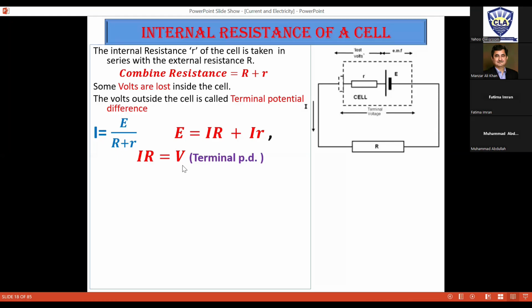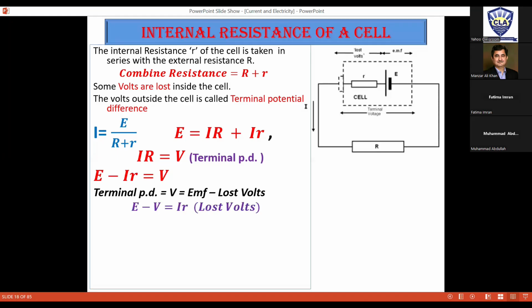But there is a second method. E minus I into small r is also terminal potential difference because अगर आप EMF में से loss volts minus कर देंगे तो you will get the value of terminal potential difference. So there are two methods to find terminal potential difference, either I into capital R or E minus I into small r. Both methods can be explained as equal to terminal potential difference or voltage outside the cell.